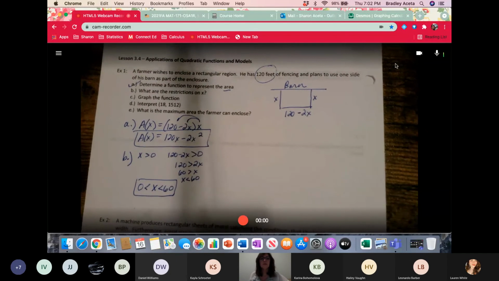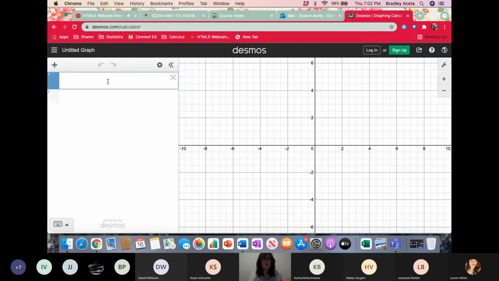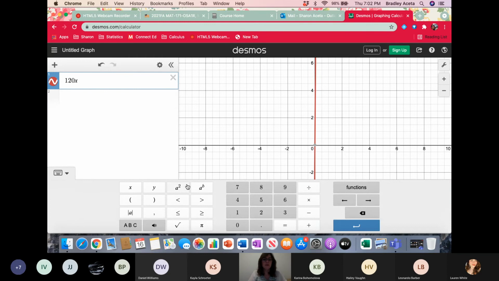All right, now let's move on to part C. We're going to graph the function, and that is going to go to good old Desmos. And like I said, this is new for me. Bear with me. I'm still learning it, but I think it's pretty cool. 120x. They have a keyboard down here. Minus 2x squared. Whoop, that's not what I wanted. And type y equals.